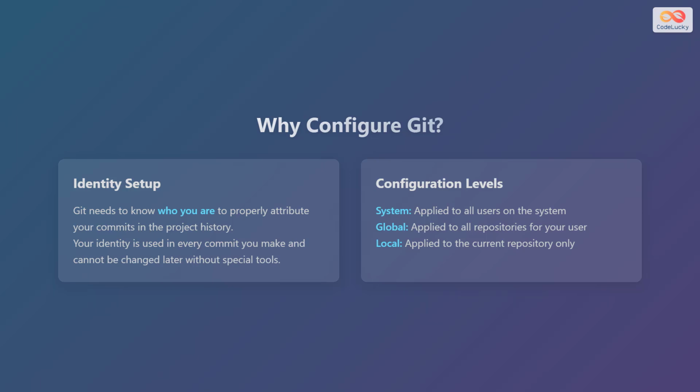Second, Git configurations can be applied at three levels: system, global, and local. System configurations apply to all users on the entire system. Global configurations apply to all repositories associated with your user account. Local configurations apply only to the specific repository you're currently working in.